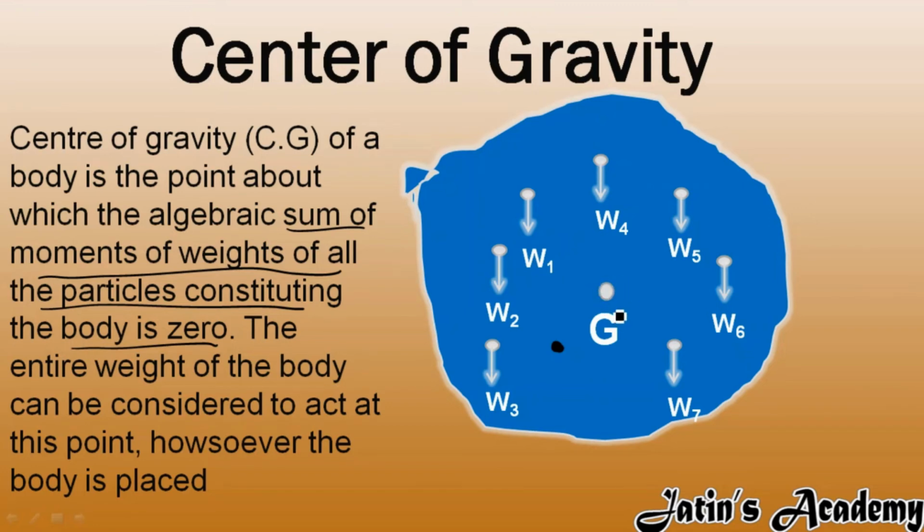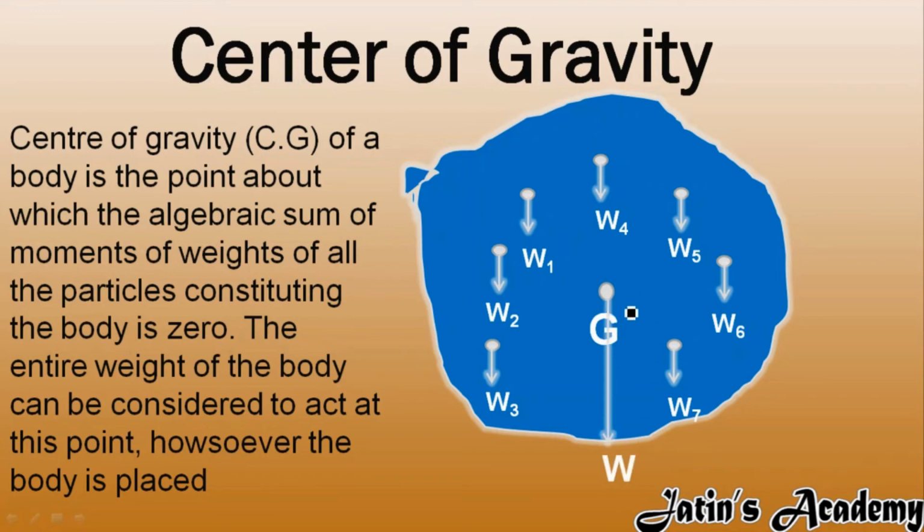And one more speciality of this center of gravity is that the entire weight of the body, made up of these small particles, I can consider to act at one point, and that point is again called the center of gravity. So here the weight is acting. This weight is the sum of all the particles W1, W2, W3 present inside the body. So for center of gravity, we have seen two things.